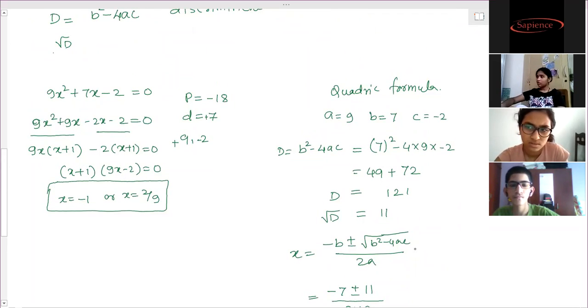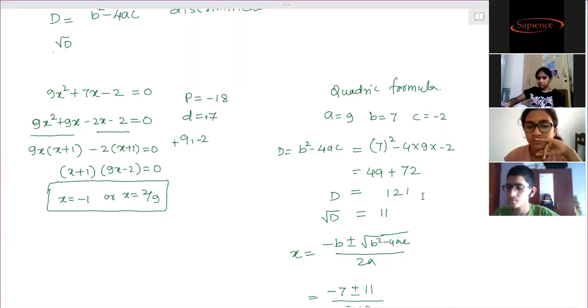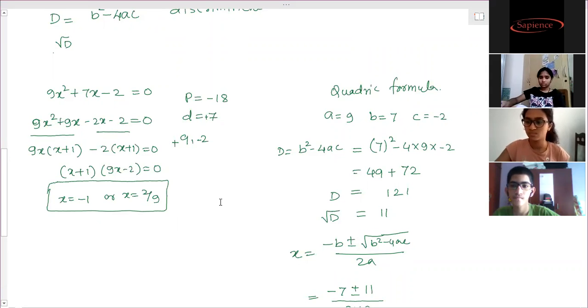When we are using this b square minus 4ac, you may feel that you are not able to factorize by middle term splitting, or there are some questions which do not have rational roots. So when you take the root of D, the value may not always be a perfect square. Those are irrational numbers you will also get. So if you get 27 here, 27 does not have a square root. So this quadratic formula method is useful for that kind of question where middle term splitting won't work.